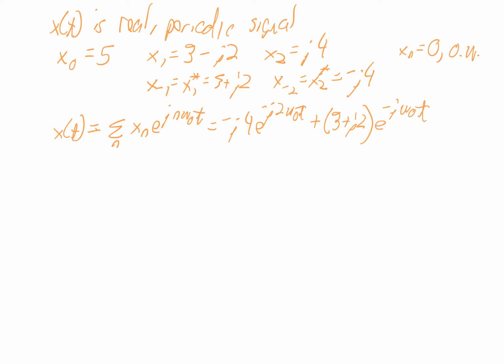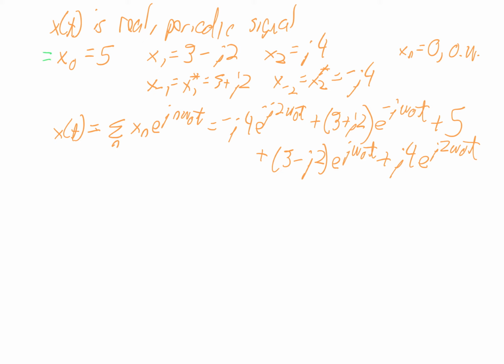Then we have the term at 0, which is 5 e to the j0, which is just times 1, so that gives us our dc term. Then we have the term at 1, so 3 minus j2 e to the j times 1 omega naught t, so j omega naught t. And then finally the second harmonic, so we have the x2 term, which is j4 e to the plus j 2 omega naught t. Now let's convert this to the sine cosine form for comparison.